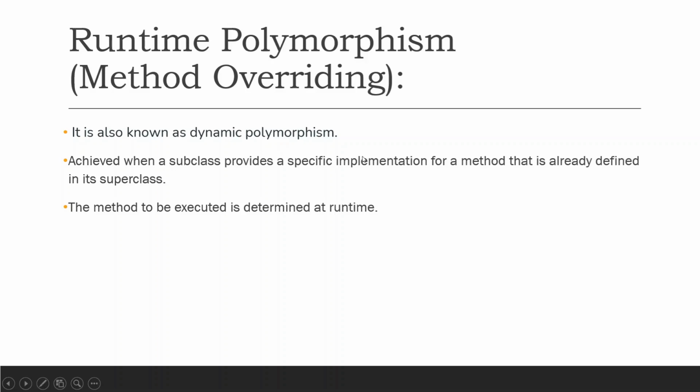So the method is already defined in the superclass and you are trying to implement it in the child class. So you are providing the implementation in the child class. Which method is executed is determined at runtime. So this method is executed at runtime, so we call it runtime polymorphism. So let's see the example of runtime polymorphism, which is method overriding.